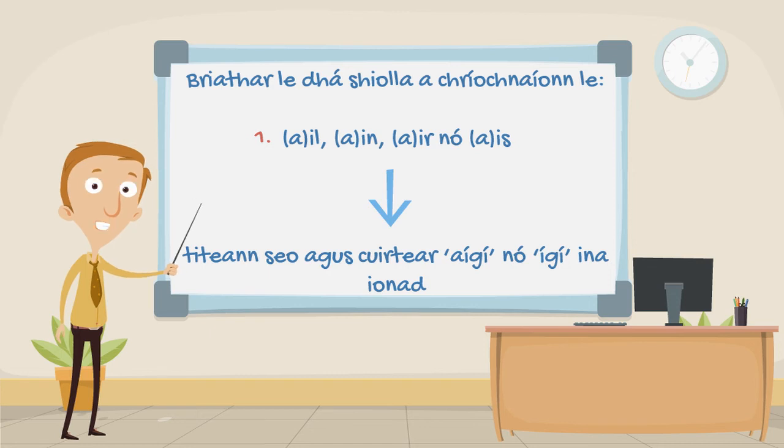For two-syllable verbs that end with -ail, -il, -ain, -in, -air, -ir, -ais, or -is, we drop the ai or i part and replace it with either -aígí or -ígí, depending on the Leathan le Leathan, Caol le Caol rule. For example, ceangail goes to ceanglaígí, tie.